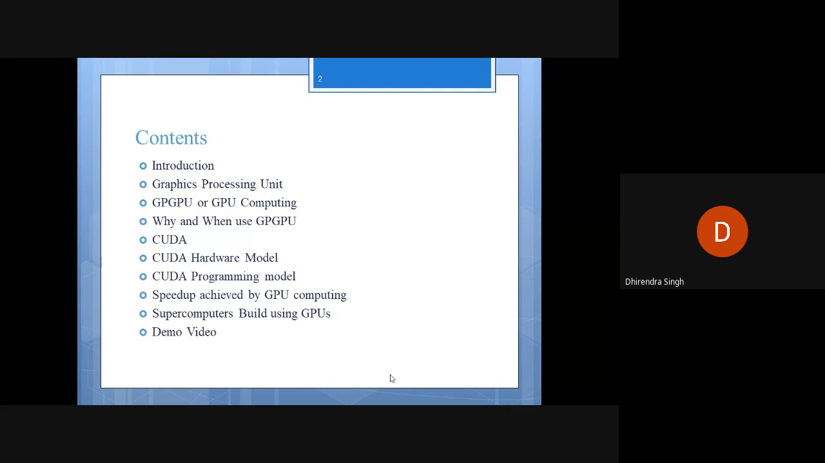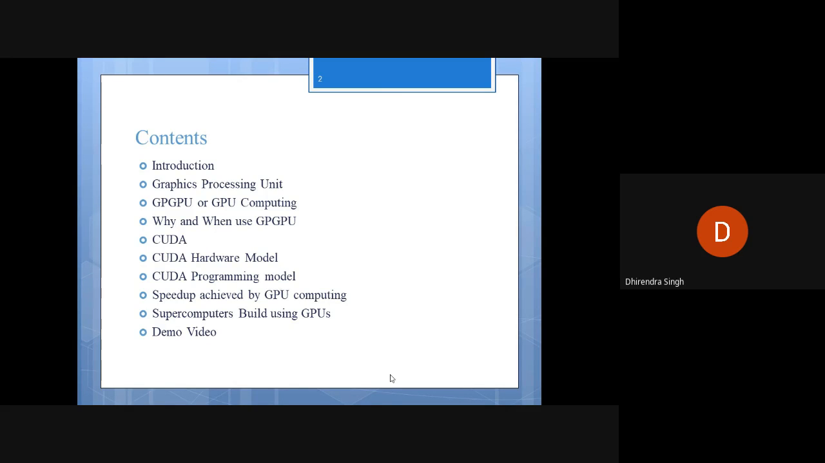Then we talk about the CUDA hardware model, how CUDA understands the internal structure of a GPU. Then the CUDA programming model, to map our problem to that hardware or GPU. What should be the architecture we follow on the programming side? We will talk about that, and our logical composition, what is required.